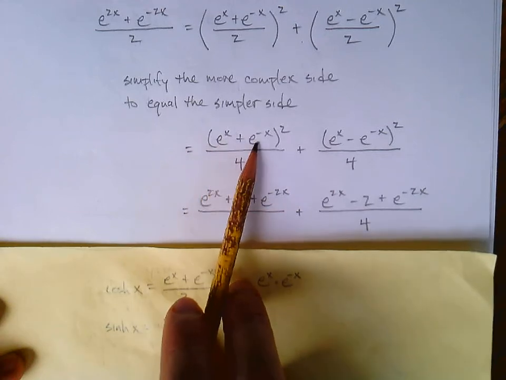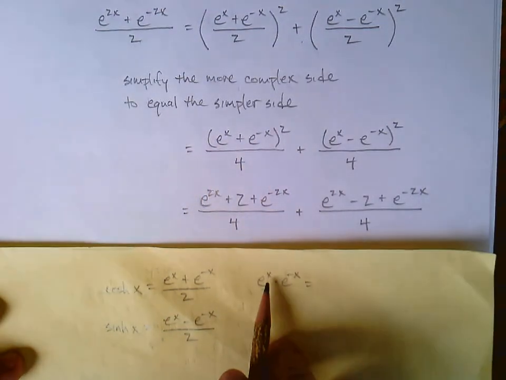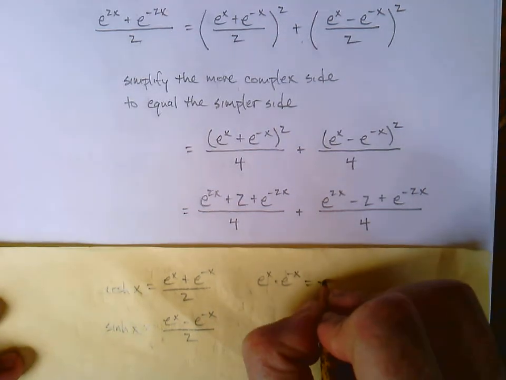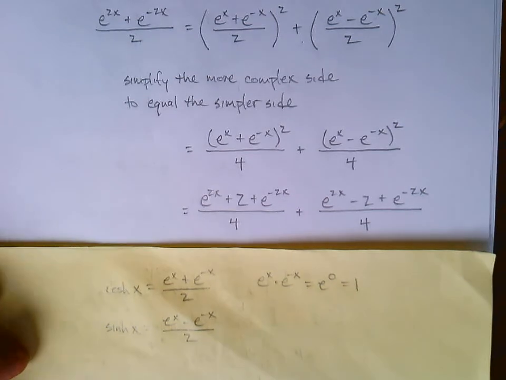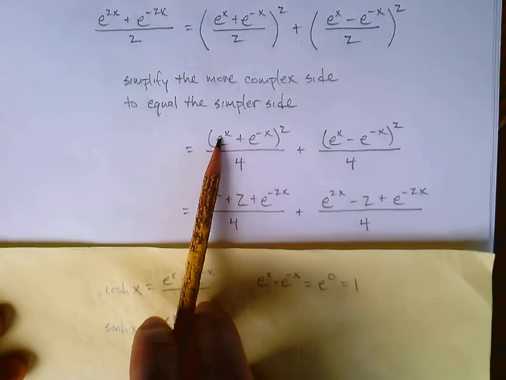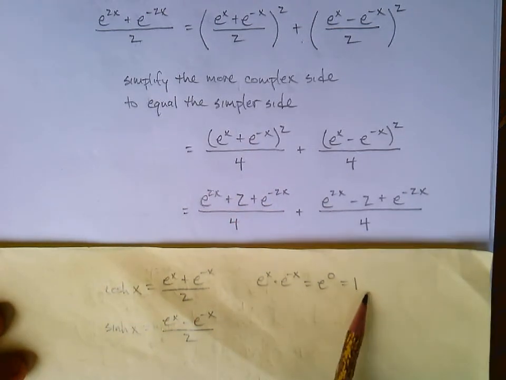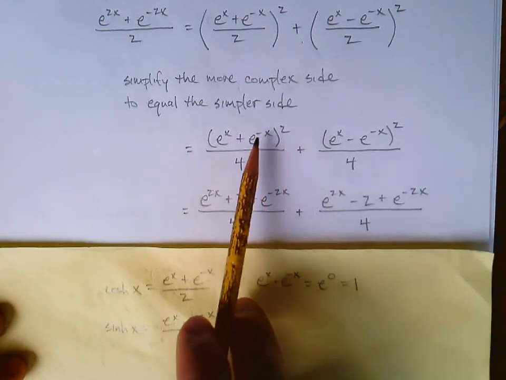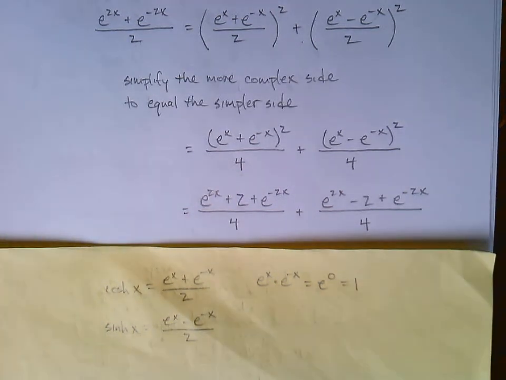Well, what happens with e to the x times e to the negative x? Well, we add the exponents, right? But in this case, when you add them, you get 0, and so you get 1. So e to the x times e to the negative x is e to the 0, which is 1. And that's going to happen twice for the two middle terms, and hence why you have plus 2 there in the middle.